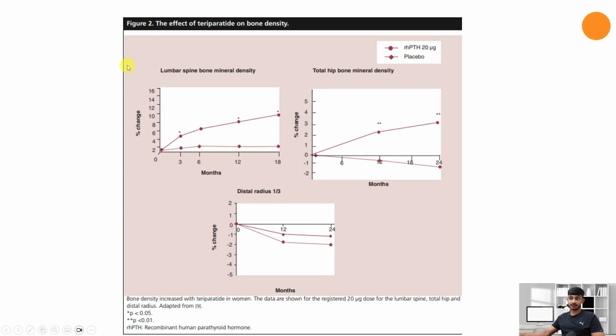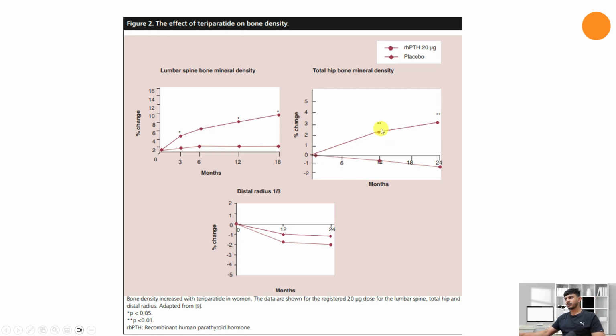So this is another chart which shows what I was talking about before, how it acts on cancellous bone more than cortical bone. You can see here the lumbar spine is mainly cancellous bone. Other than the two vertebral end plates, the filling of the vertebral body is mostly cancellous bone. So as you can see, there's nearly a 10 to 12% increase in the bone mineral density over a period of 18 months. Here, the hip is a good mix of cancellous and cortical bone.